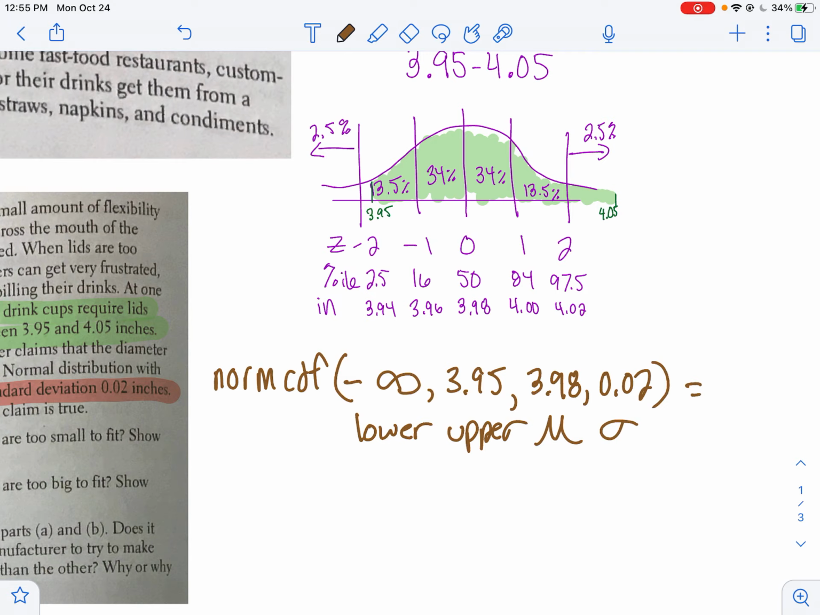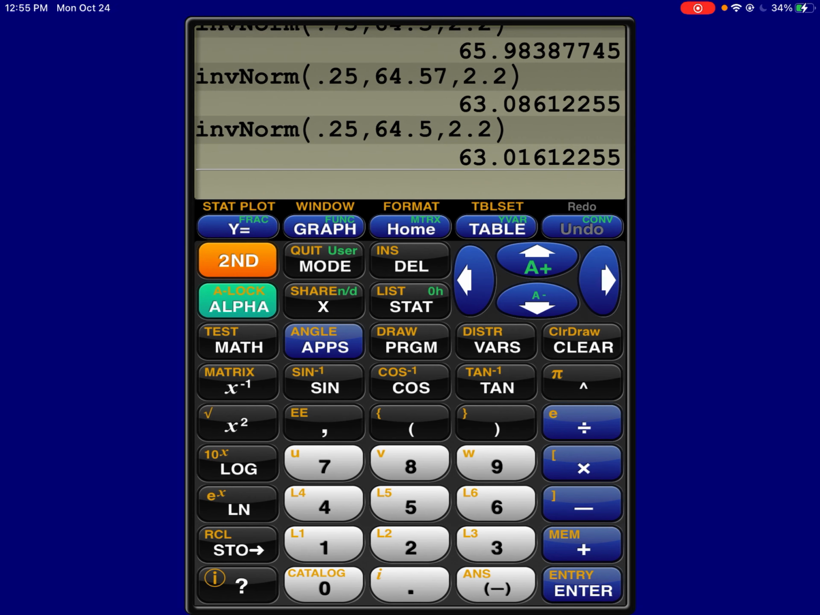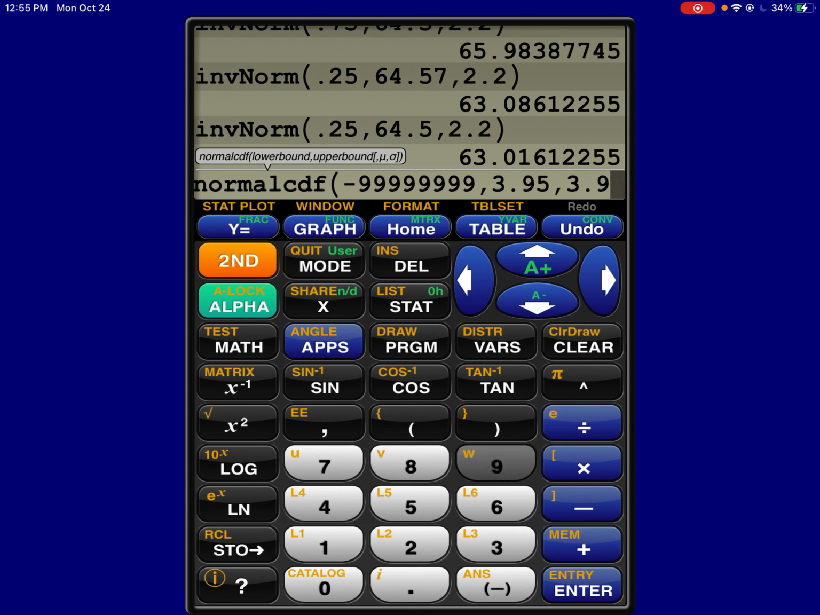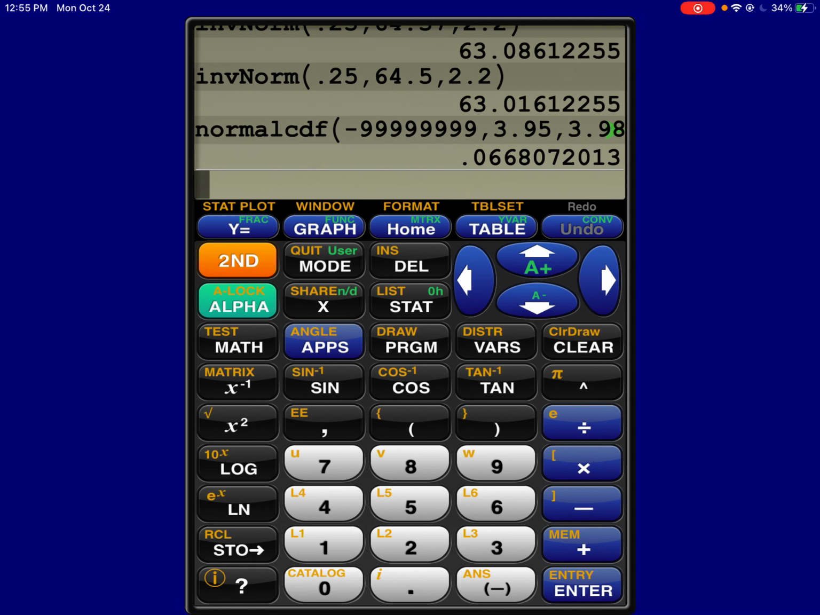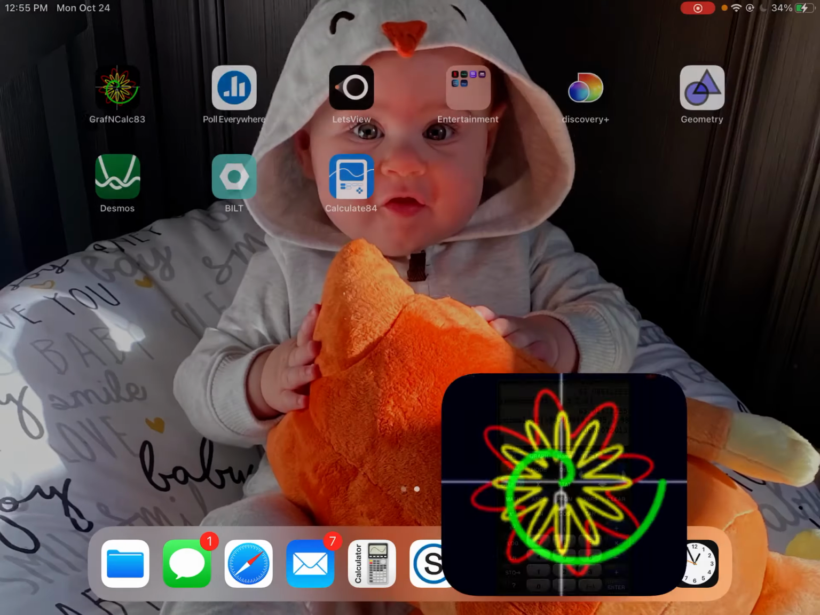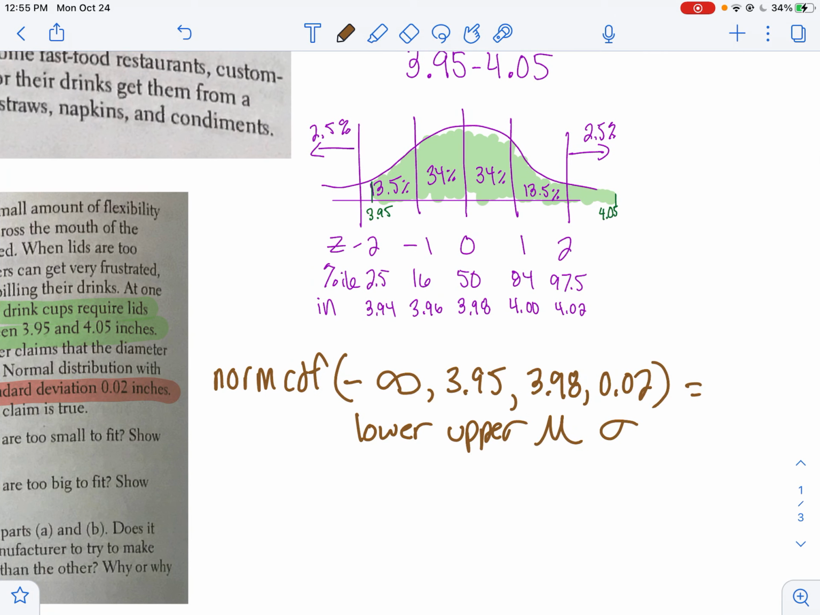So now I get to go to my calculator, which I have right here. Second vars takes me to normCDF. Then I'm going to go with negative infinity up to 3.95. Mean of 3.98. Standard deviation of 0.02. And let's see what we get. All right, so I'm getting about 0.067, so I'm going to round that to about 6.7%. So 6.7% of lids are too small.